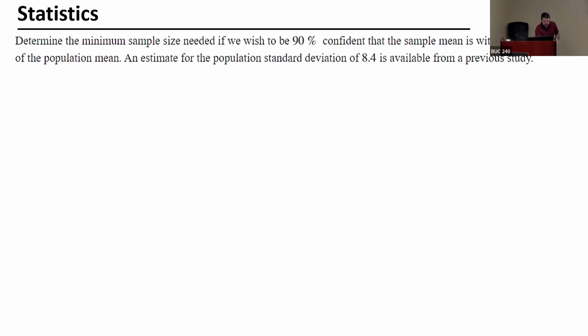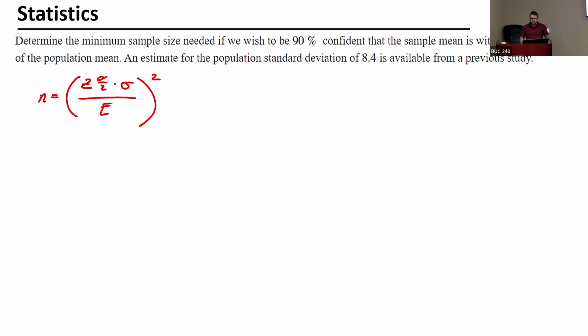So we're going to use our n. That's going to be z alpha over 2 times our standard deviation, all divided by the margin of error, all raised to the power 2. Determine the minimum sample size needed if we wish to be 90% confident that the sample mean is within 2 units of the population mean. An estimate for the population standard deviation of 8.4 is available from a previous study.